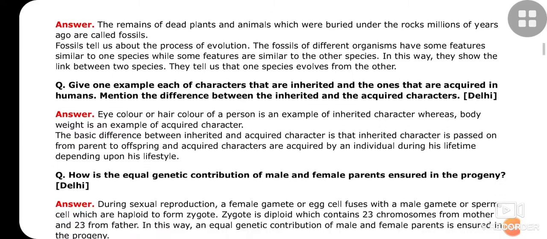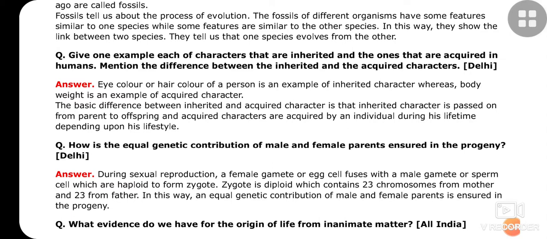The next question is, how is equal genetic contribution of male and female parents ensured in the progeny? Again, I am reading this question to you. How is the equal genetic contribution of male and female parents ensured in the progeny?